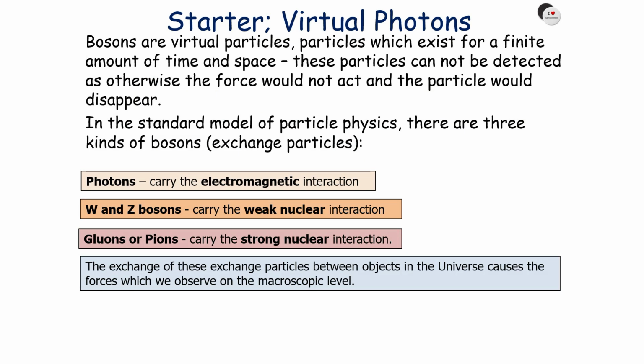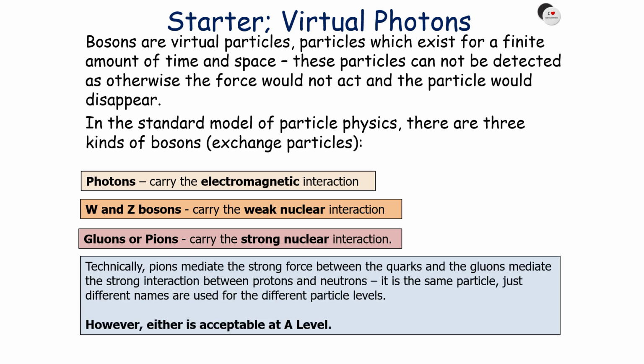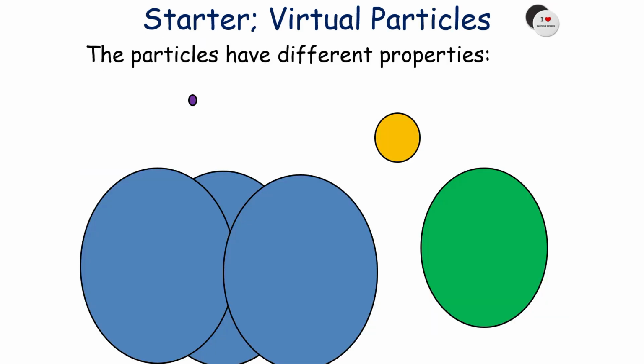So just to clarify, in the standard model of particle physics, there are a number of different types of exchange particles. You've got photons, which carry the electromagnetic interaction, W and Z bosons, which carry the weak nuclear interaction, and gluons or pions, which carry the strong nuclear interaction. Now, we haven't yet discovered the exchange particle for gravity, due to its weak nature. However, we do believe it could exist, and it could be called the graviton. So let's just have a look at our different properties.